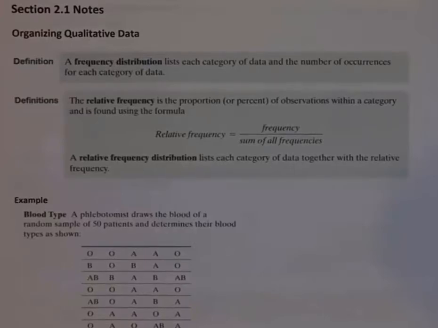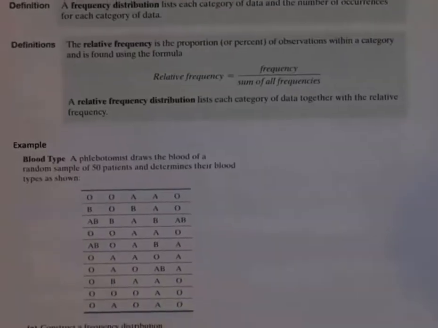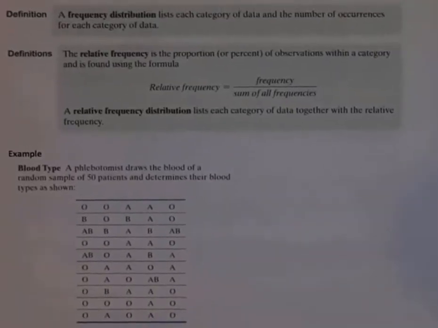The way we organize our data depends on whether, first of all, it is qualitative data or quantitative data, and if it's quantitative data, whether it is discrete data or continuous data. All of that has an effect on how we go about handling the particular data. Well, in section 2.1, we're going to focus on qualitative data. So we have some definitions here to start with.